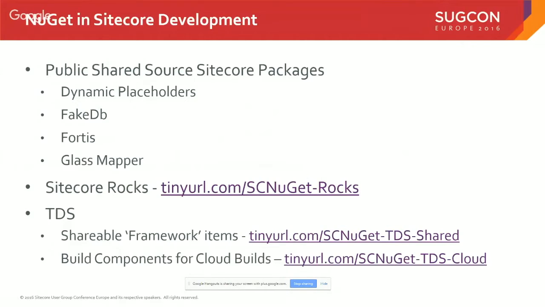And one new thing in TDS version 5.5 is the build components. So if you're building from a cloud server, you actually have the ability to package up TDS's build components, and instead of having to install it on the build server, because it's a cloud build, you just install the NuGet package for the build server components, and you can actually run your TDS scripts from there.